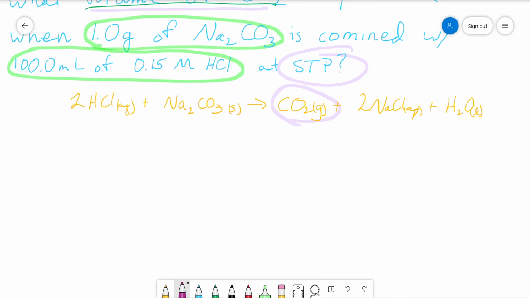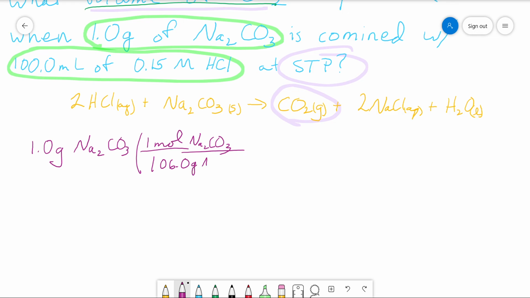This first step, actually both of these first two steps, you guys should be able to do no problem. If you wanted to pause the video and see if you can get moles of CO2, that would be a great first step, okay? So 1 gram Na2CO3, we're going to multiply by 1 over the molar mass, or 1 mole of Na2CO3 over 106.0 grams of Na2CO3. And what do we come out with?